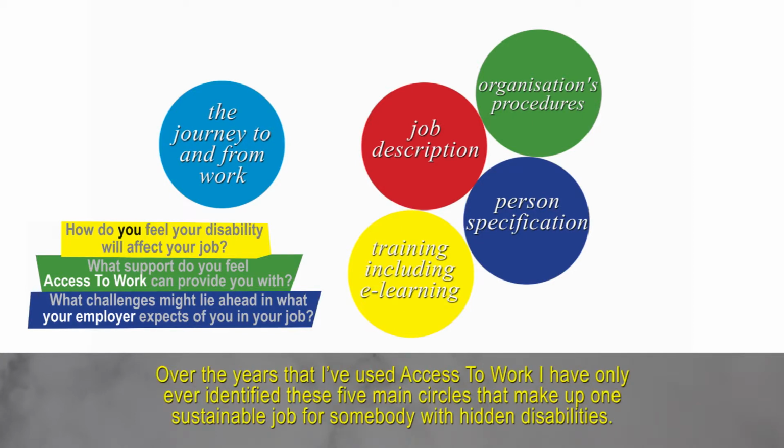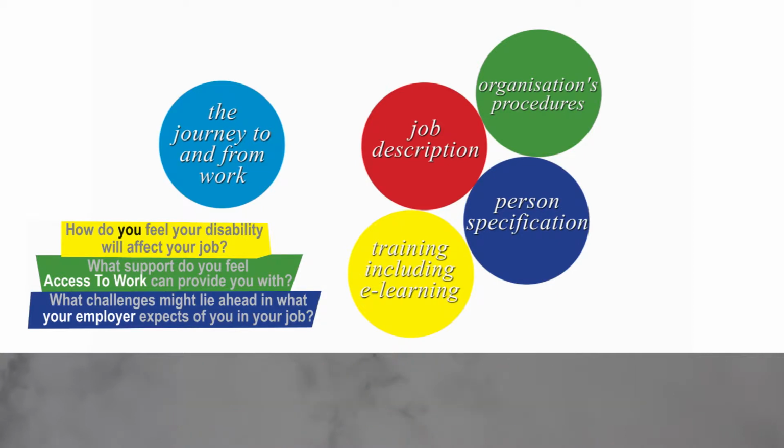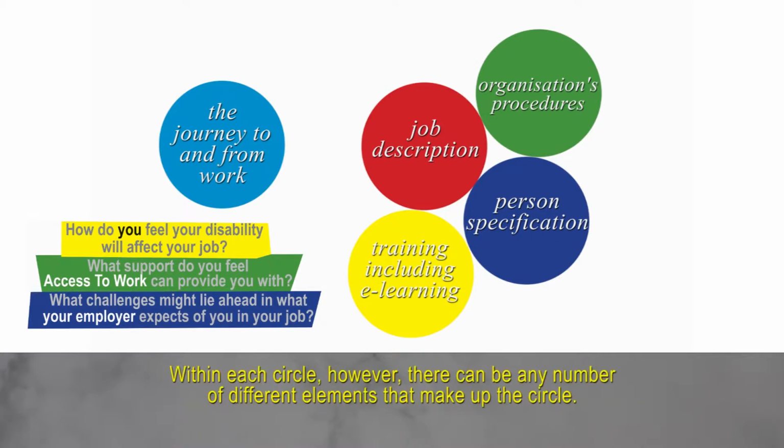Over the years that I've used Access to Work, I've only ever identified these 5 main circles that make up one sustainable job for somebody with hidden disabilities. Within each circle, however, there can be any number of different elements that make up the circle.